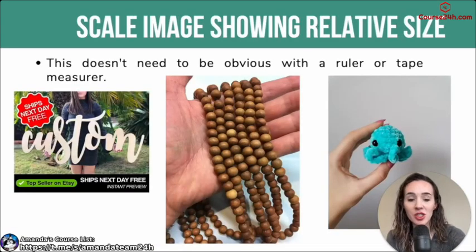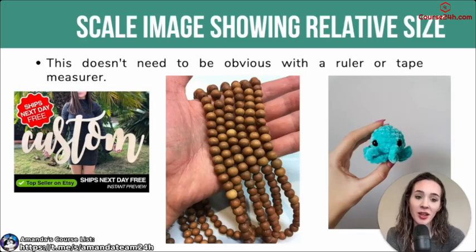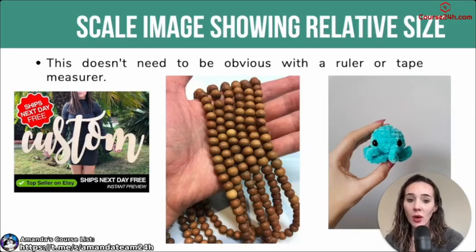Now, the next image that we want to have is a scale image showing the relative size. This does not need to be you with a ruler and the item. I know a lot of people think, okay, then I need to put a quarter or a penny or something next to it. It doesn't need to be that obvious, but I recommend having someone hold the item in their hand or in front of them, or have it next to something that is a commonly known size, such as a chair or a twin bed or a crib, so that the customer really can understand the size and scale of things.